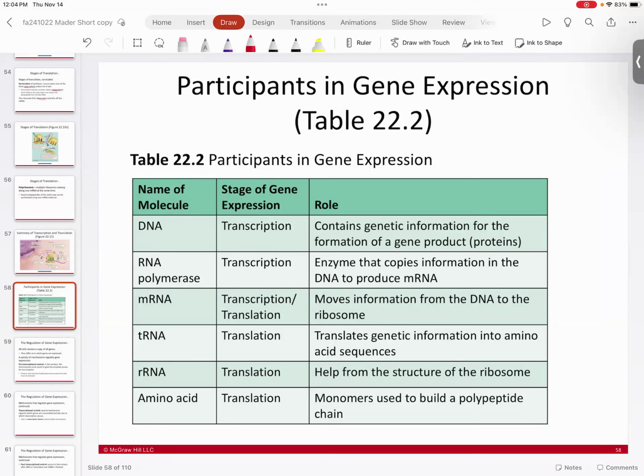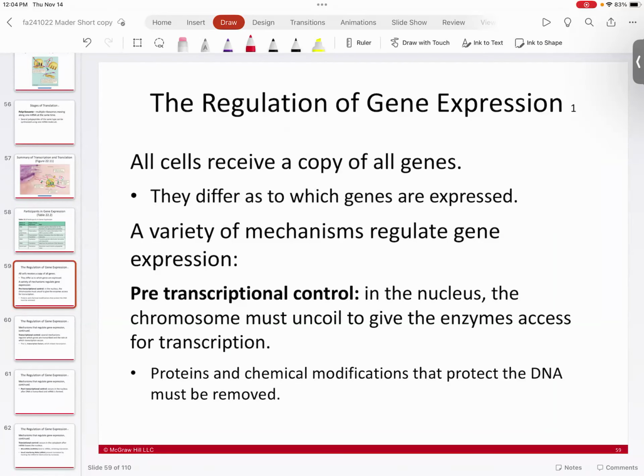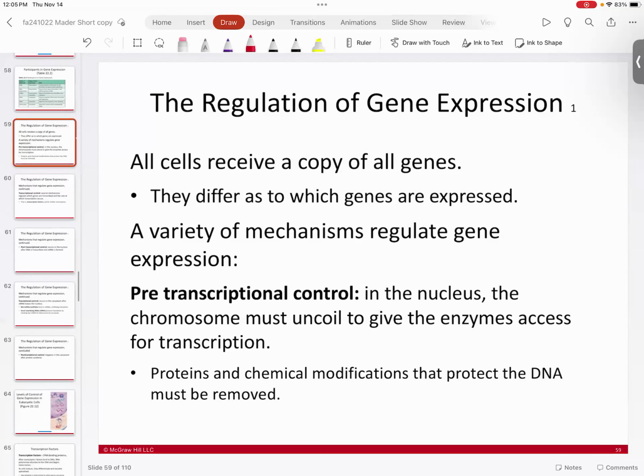So this is just basically a nice little table to help you organize the different participants of gene expression, to put together the components we've just been talking about. Okay. So how do you regulate this? This is gene expression, that's transcription and translation. How do you control it, right? Ultimately, all cells have all genes, but not all genes are active. And so different cells will have different genes that are expressed. And so there's a lot of different ways to control them.